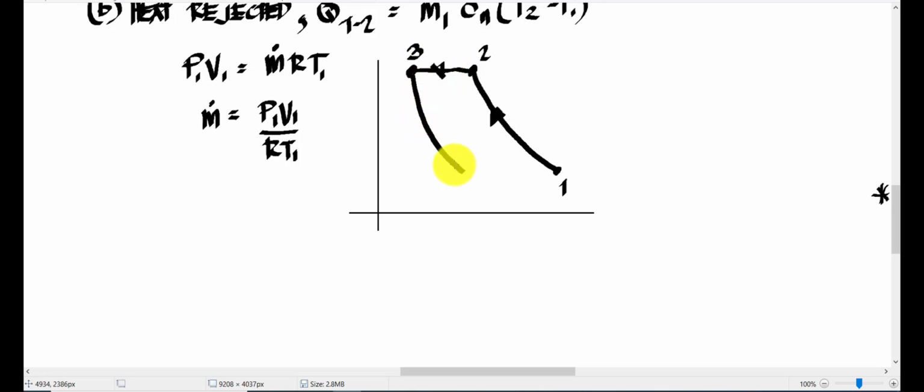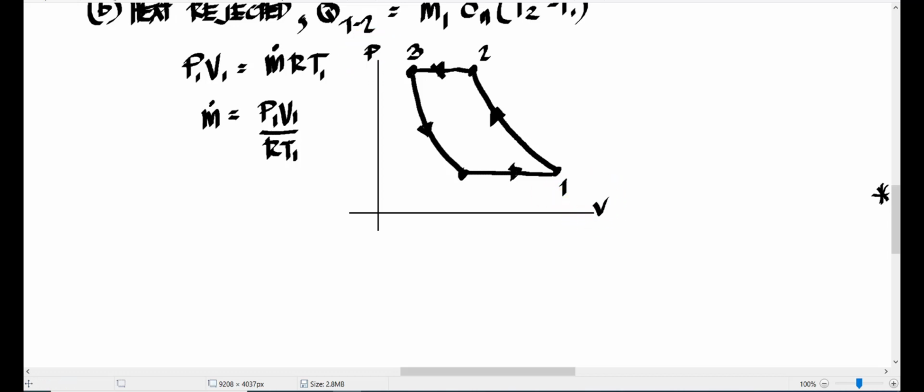Then we have the suction stroke here in the suction stage. So that will be the direction going there. Okay, then this one will be going there. Now, so this is now our PV diagram.